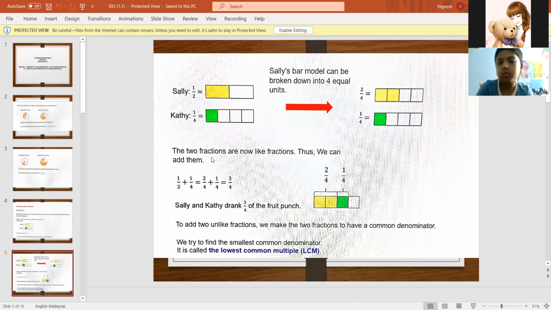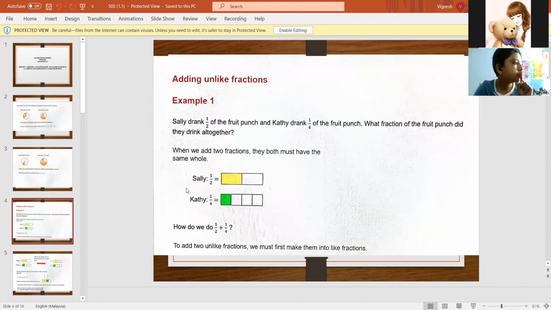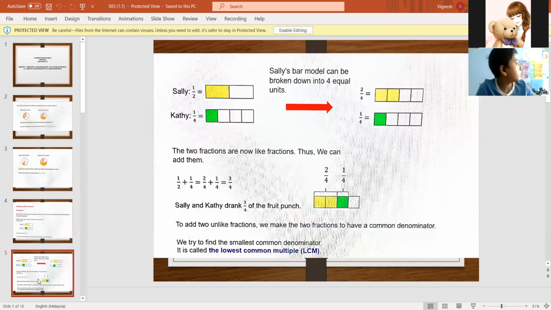Okay, now as I said just now, if you want to add unlike fractions, the first thing you have to do is make the fractions into like fractions. Correct or not? Yes. Correct.